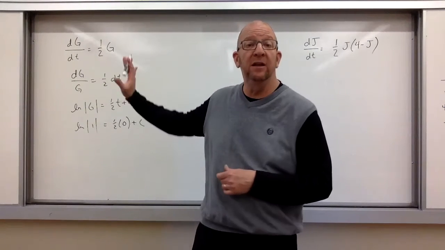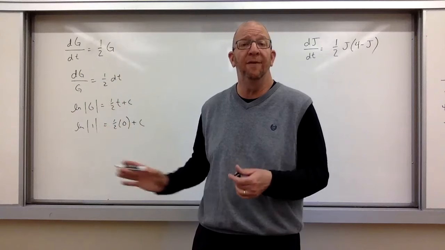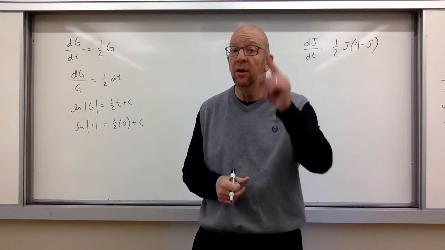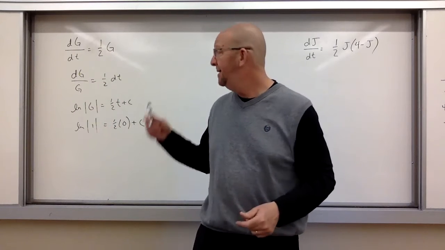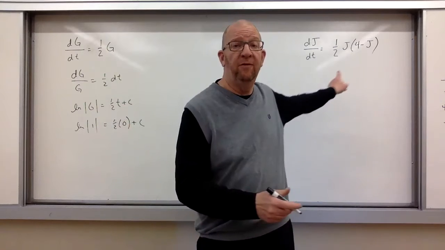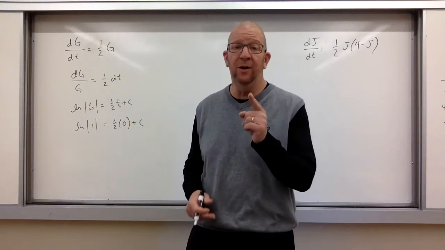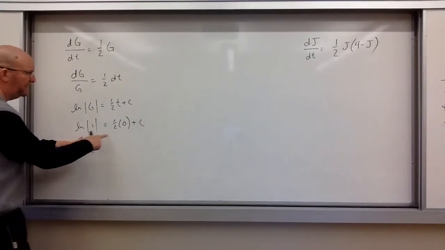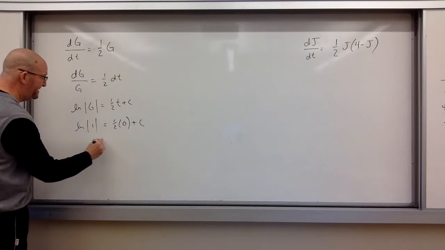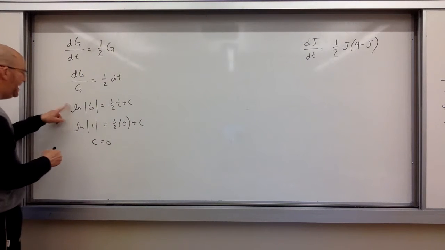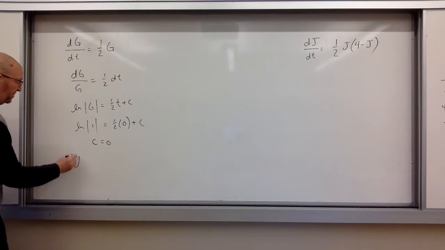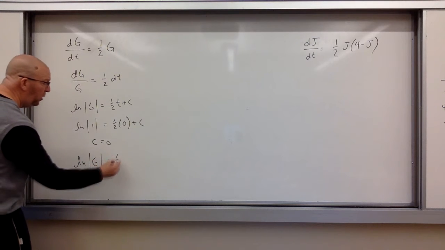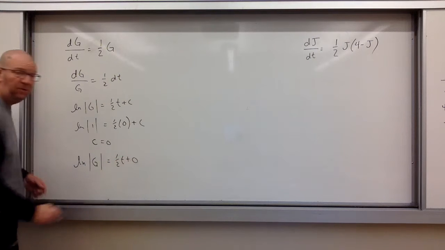next problem and then come back to this at the end if you have time. Because what follows is a whole lot of work for 1 point. Not as much work for this one as it will be for the next one, but still, it's a lot of work for 1 point. Okay, so we solve this, 0 equals 0 plus c. So c is 0. Go back here, rewrite this problem: natural log absolute value g equals 1/2 t plus 0.